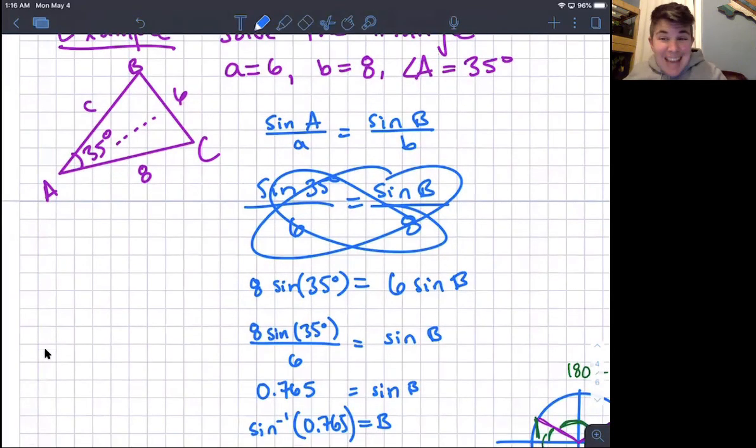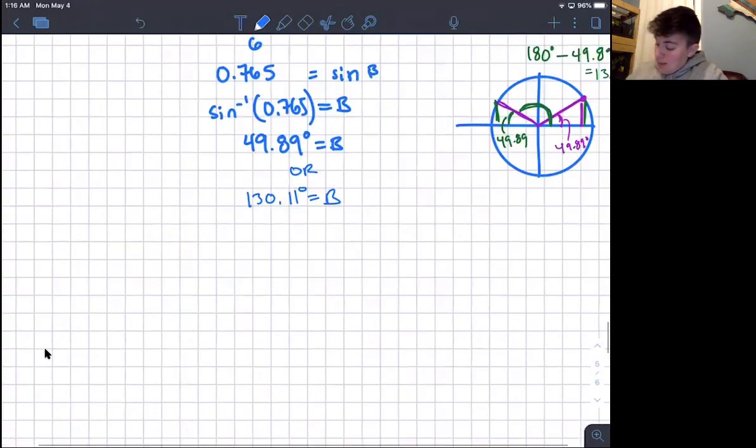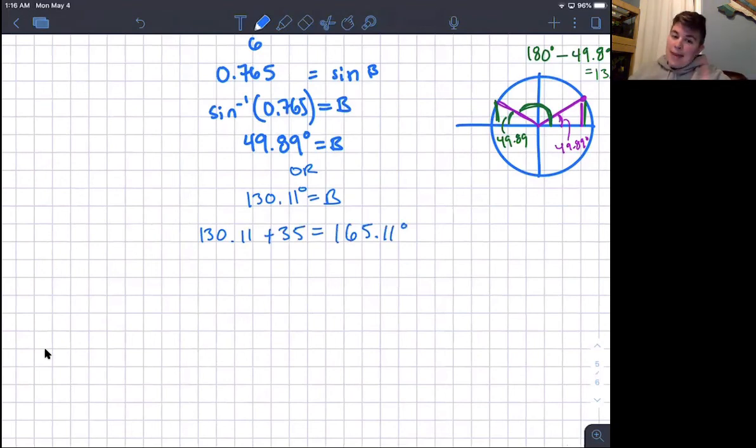Now let's go back and check. So angle A was 35 degrees. So I need to just double check. So 130.11 plus 35 equals 165.11 degrees. Am I still able to have angle C in there?